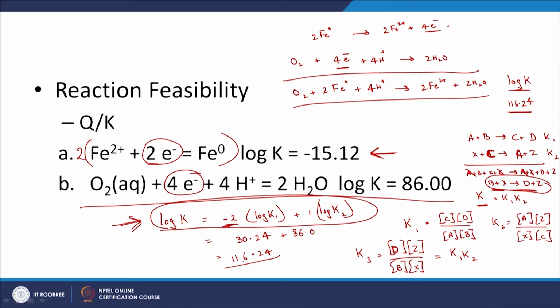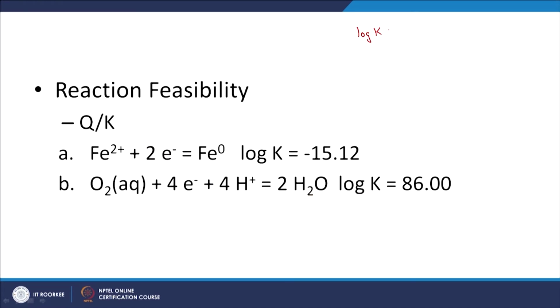So, we see that the log K value is 116.24. So, now I want to calculate Q. I am going to assume some particular conditions, let us say at pH 7 and so on, and let us calculate what Q is going to be equal to. Again for that obviously I need the relevant overall reaction.